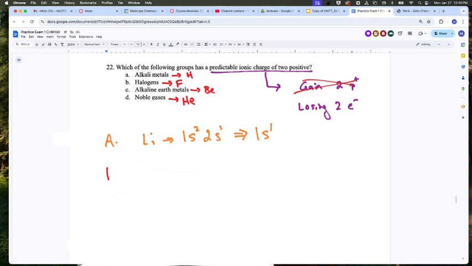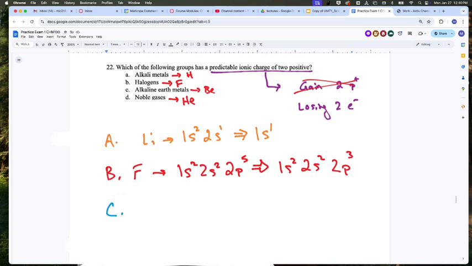What if I move to the halogens? Okay, we can look at fluorine. 1s2, 2s2, 2p5. If I lose 2 electrons, what happens? 2p3. Why are we doing all this? I'm not seeing the pattern yet. That's okay. C. Take a look at beryllium.